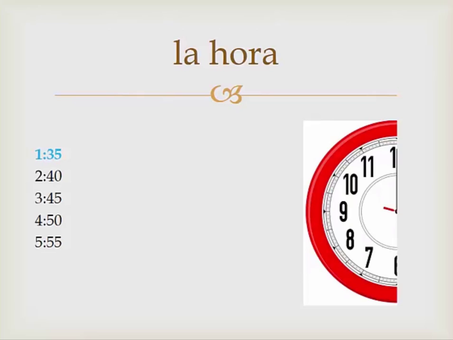Let's look at an example. 1:35 formally will be son las 2 menos 25. It is 2 minus 25. A second way that you can say that would be son las 25 para las 2. It is 25 to 2. That's a common way to say 1:35 in Spanish. Even though it's not taught in books that way, people will say it that way.